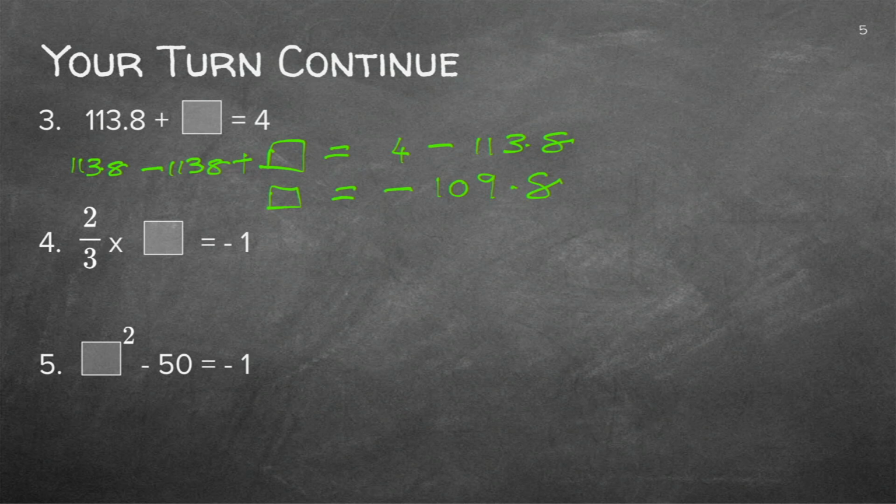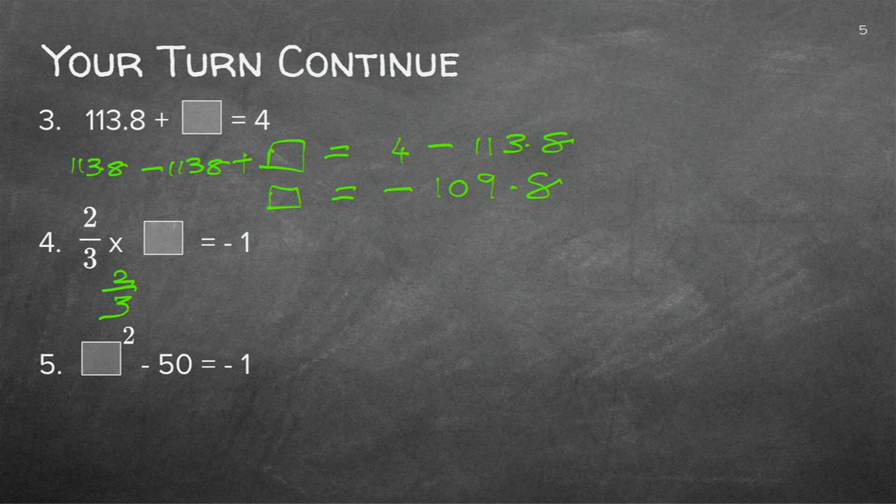Right, 2/3 times something equals minus 1. So what are we going to do? We want to get rid of the 2/3 on the side. So it's easy.